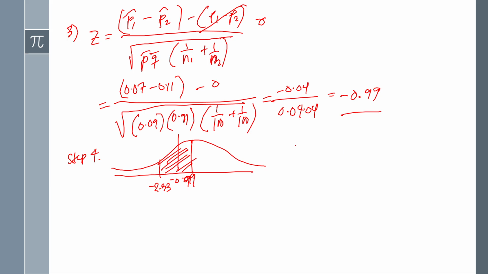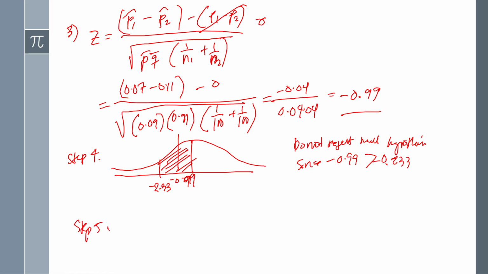So therefore, for the decision making, we do not reject the null hypothesis because this falls within the non-critical region, since negative 0.99 is greater than negative 2.33. So negative 0.99 is in the non-critical region.